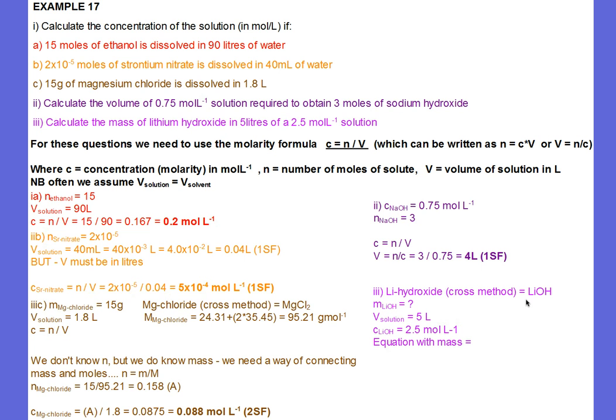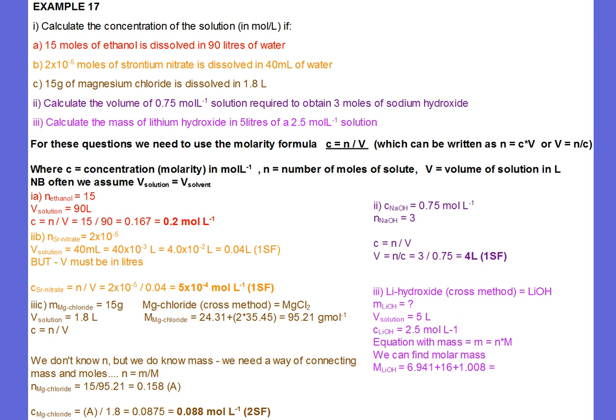Lithium hydroxide, they're both just valency of 1, so it's LiOH. We're trying to find the mass of lithium hydroxide. We've been told the volume of solution is 5 litres. We've got the concentration of lithium hydroxide, which is 2.5 moles per litre. So what are we going to do? We need an equation now that links mass to this volume and concentration somehow. So we know that mass equals number of moles times molar mass. So we can find the molar mass, which is just 6.941 plus 16 plus 1.08.